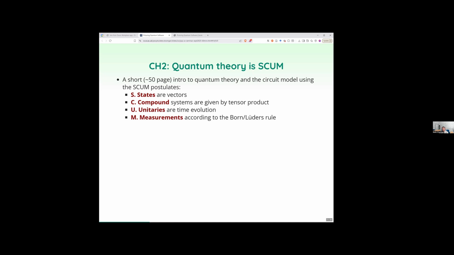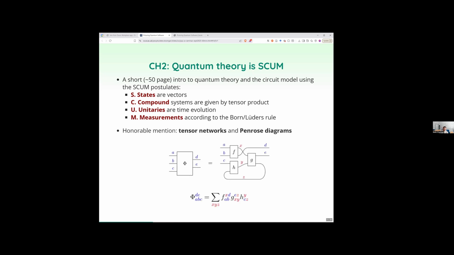If you want to teach using this book, you can give a whole course just from this book, though you might want to augment it with a bit of other stuff. Many of these things you would also find in Nielsen and Chuang. Something that you might not find in a typical textbook is an intro to tensor networks and Penrose diagrams, so really how you can make sense of string diagrams as tensor contractions.